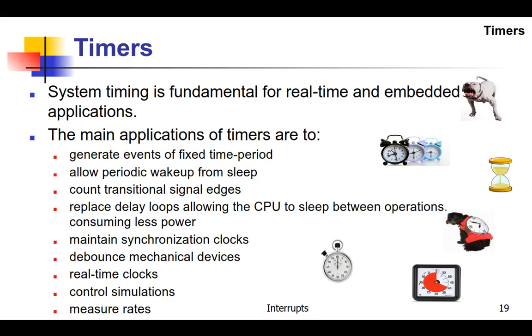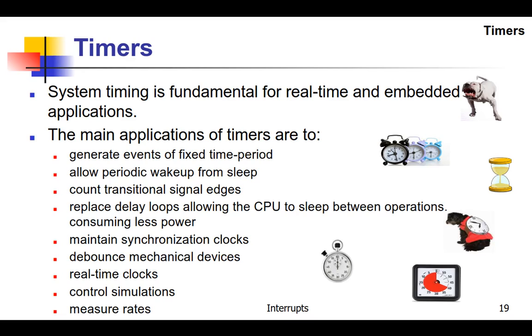maintain synchronization clocks, debounce mechanical devices like switches. We use them for real-time clocks, like your watch has a real-time clock to know what time it is, actually. To control simulations, to measure rates. They're also used for keeping the speed right on synchronous communications.